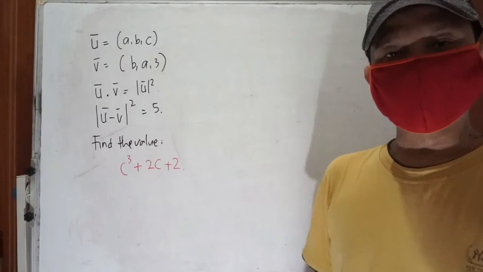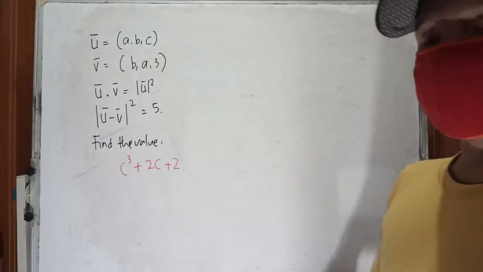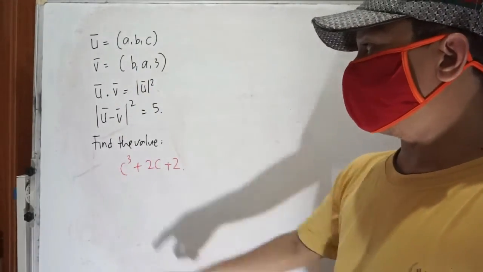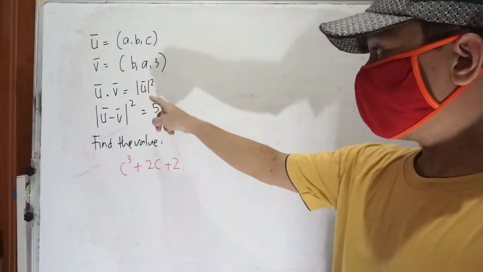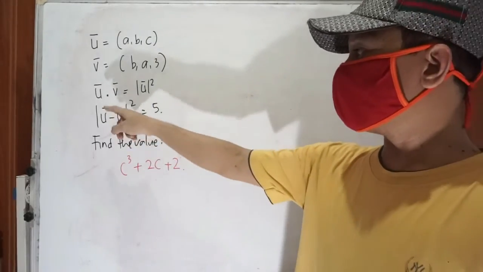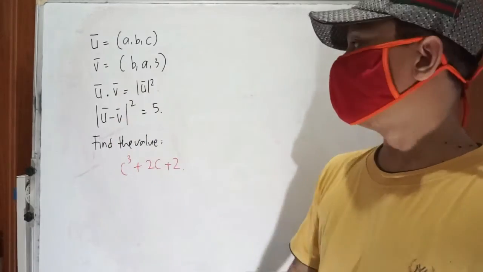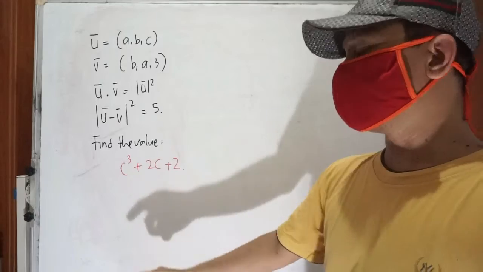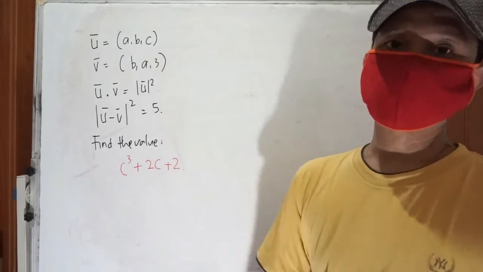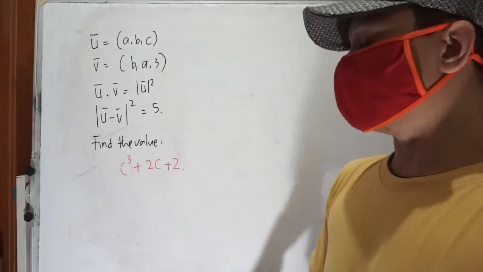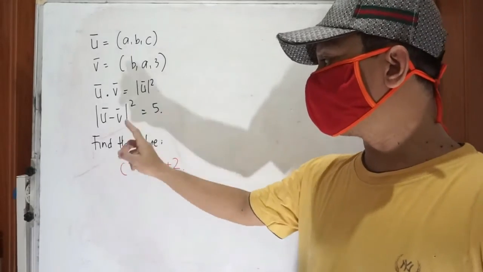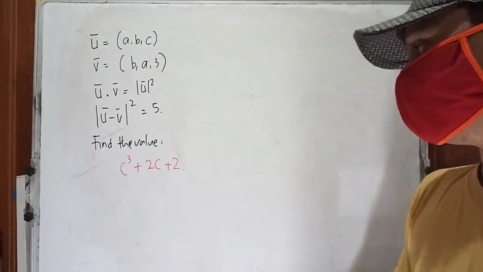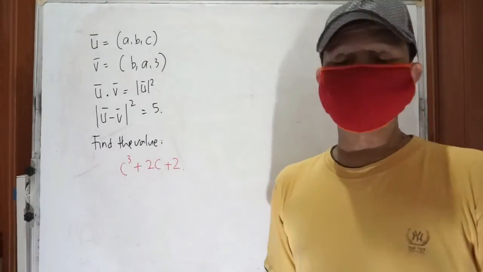Okay, students, we go to the next question about vectors. Let vector u be (a, b, c), vector v be (b, a, 3), u dot v is the magnitude of u squared, and the magnitude of u minus v squared is equal to 5. Find the possible value of c cubed plus 2c plus 2.